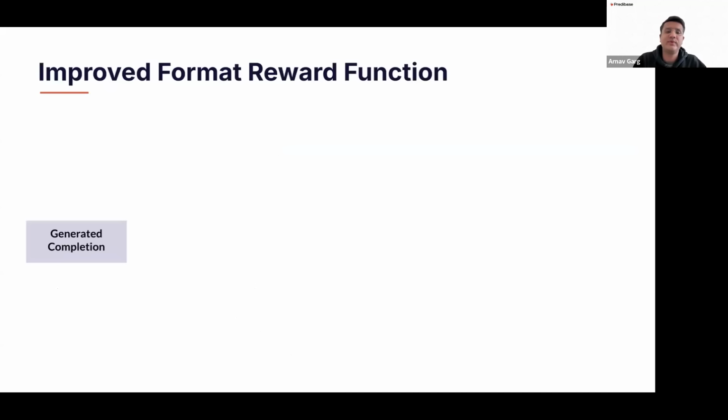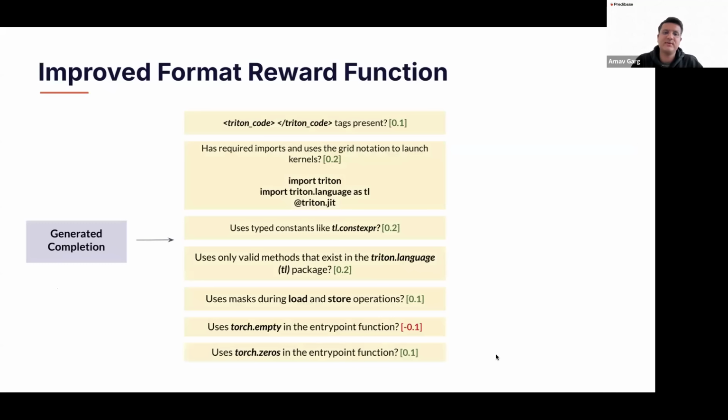The second is actually improving the format reward function. So we're going to do a couple of different things. One, merge our 2 format reward functions into one. The second is that we're going to expand the list of reward criteria by being even more specific about what is good and what is bad based on our learning so far. Let me show you what that looks like.